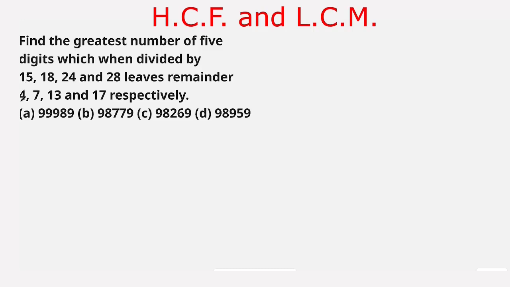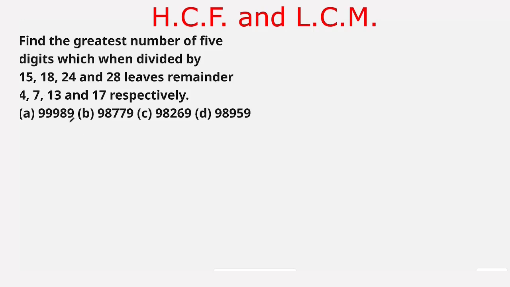15 minus 4 is 11, 18 minus 7 is 11, 24 minus 13 is 11 and 28 minus 17 is 11. So if we add 11, then the number must be divisible by 4 as well as by 3, and it should be ending with 0. So on adding 11, every number is ending with 0, because it should end with 0 or 5, because the number must be a multiple of 15. So it should end with 5 or 0.